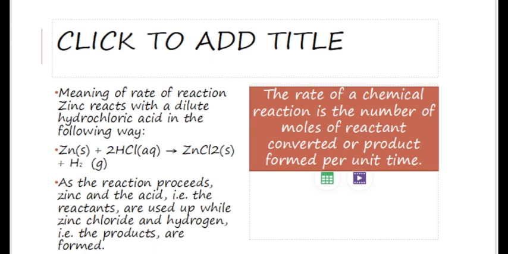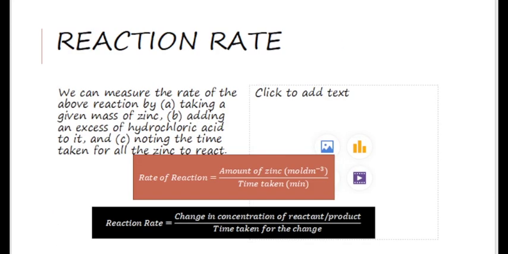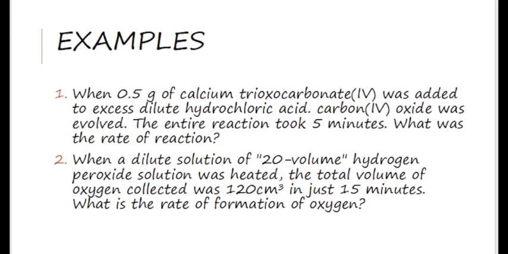Zinc, for instance, when it reacts with HCl, will produce ZnCl2 and hydrogen. And if we want to measure the rate, we can either measure with respect to the amount of zinc that is consumed or the amount of ZnCl2 that is produced. Hence, rate of chemical reaction is simply the number of reactants converted or product formed per unit time. So if we are dealing with the reactant, we'll say it's the amount of reactant over time. But if it's the product, we'll say the amount of product over time. So just have that in mind, that reaction rate equals change in concentration of reactant or product all over time given. Let's look at this example.